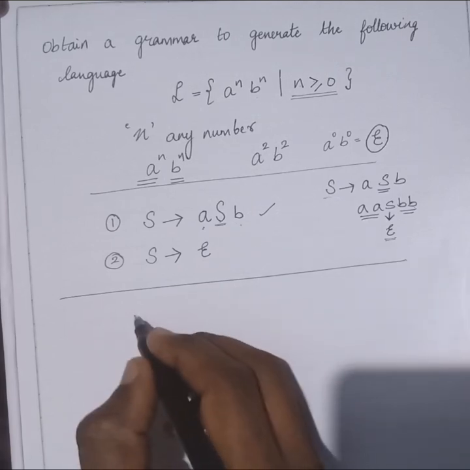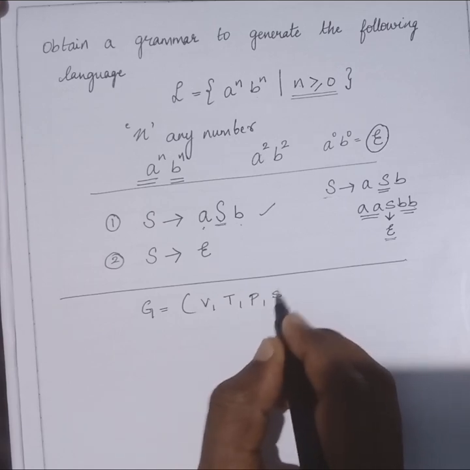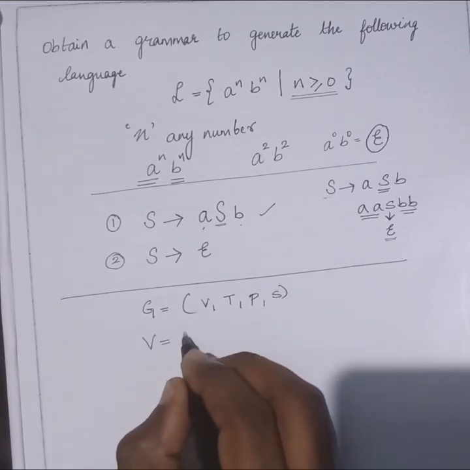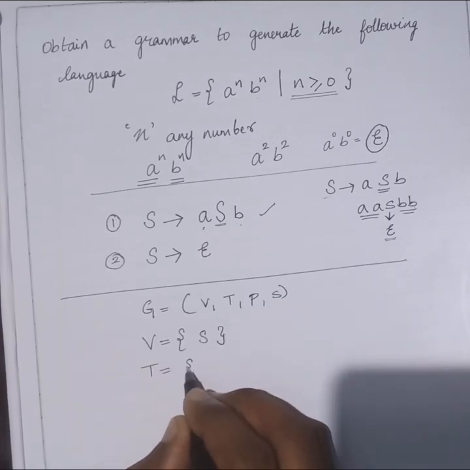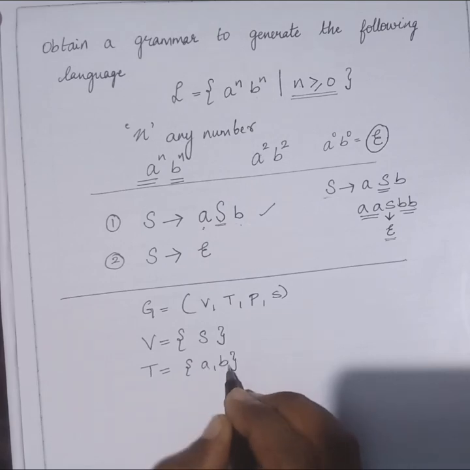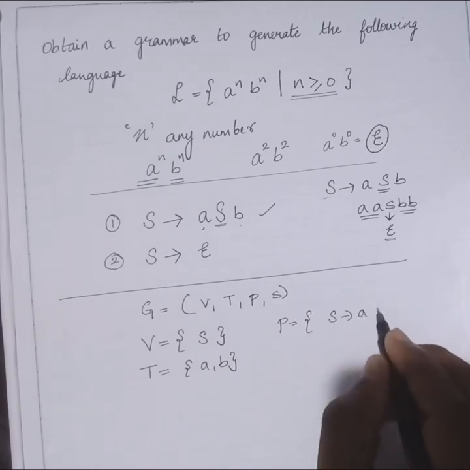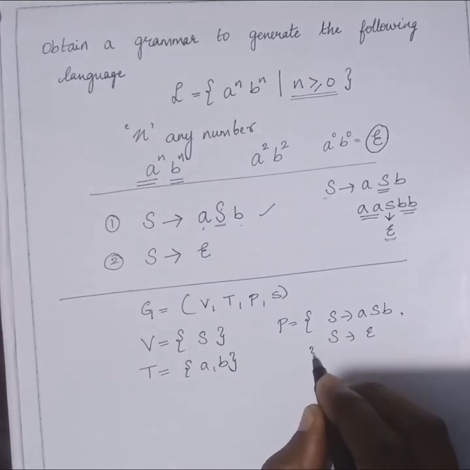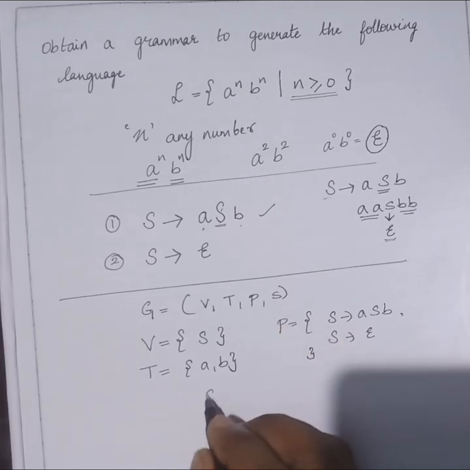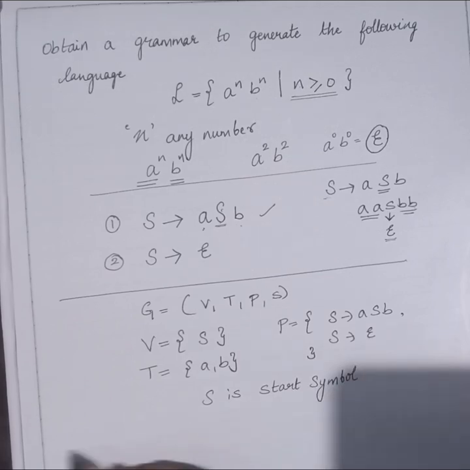Now we'll write the grammar, that is G equal to (V, T, P, S). In this one, what are the variables we have? We have only one variable, that is capital S. And what are the terminals we have? We have a, b. And what are the productions we have? We write these two productions: S derives a S b, and the second production, S derives epsilon. And S is the start symbol. So this is the solution for the given question.